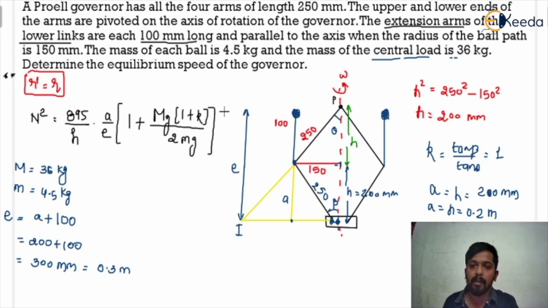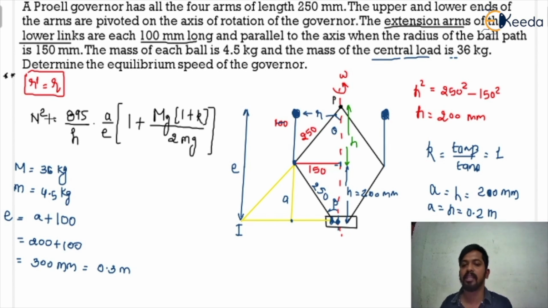You have to be careful about the extension of the lower link. What is this radius? Is it equal to the radius of the governor, or is it more than the radius of the governor? You just have to see. If the extension of the lower link is parallel to the governor axis, that means the radii are equal. That means r dash is equal to r.